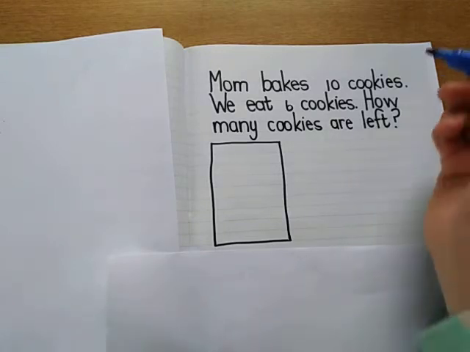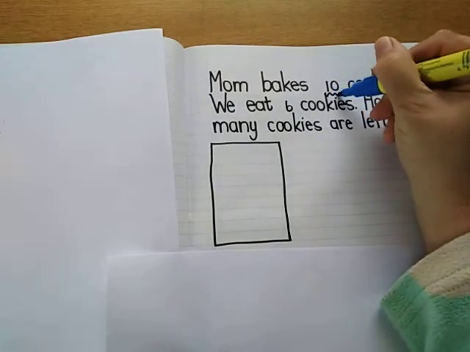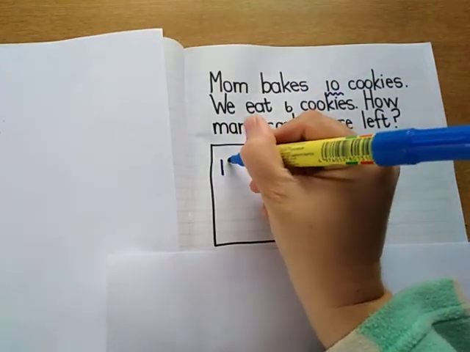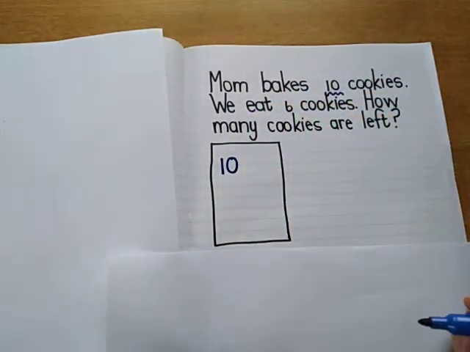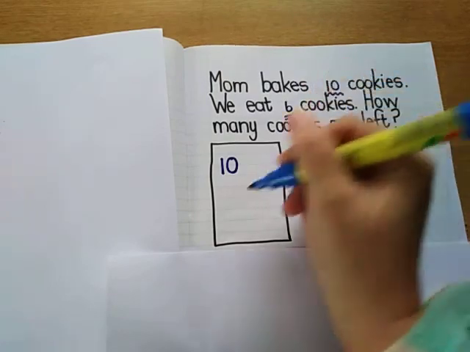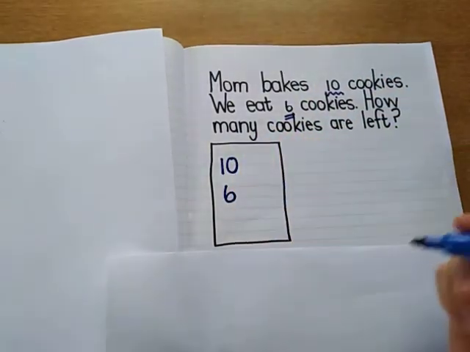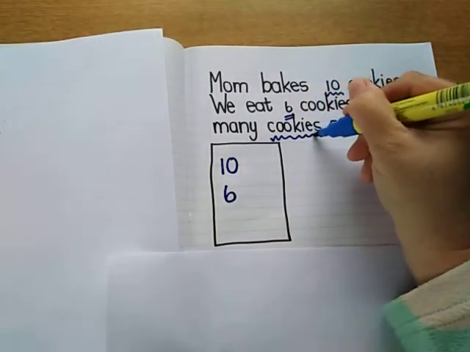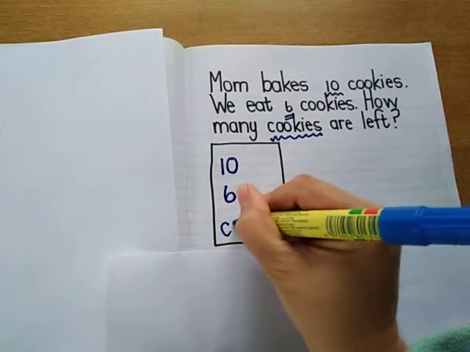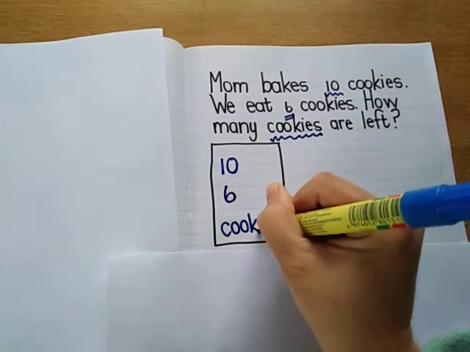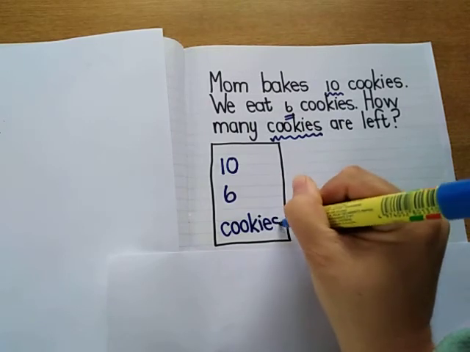So let's see. How many cookies were there in the beginning? 10 cookies. Remember, this is not the part that you write. This is just to help you see the numbers. And then how many did we eat? 6. Very good. And we want to know how many cookies are left. That's the word that must be with our answer, or else our sum is wrong.